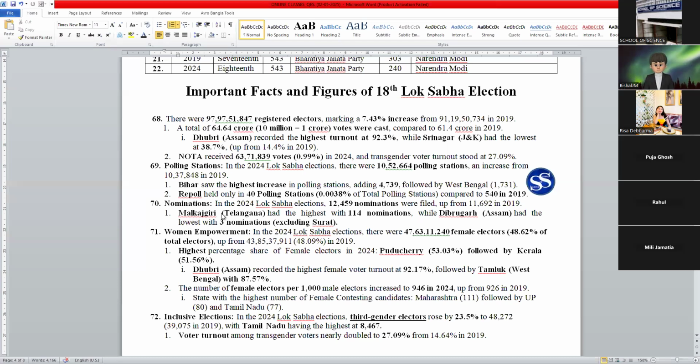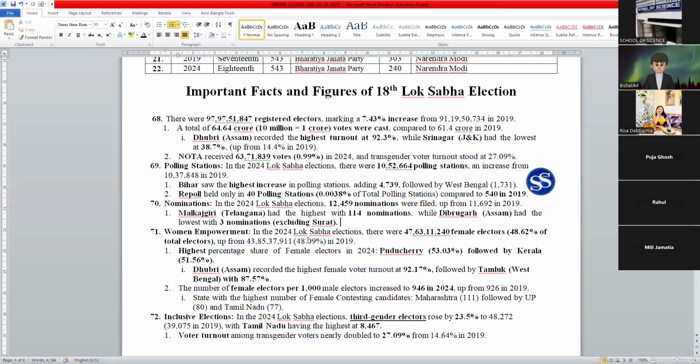The nominations. In 2024 Lok Sabha elections, 12,459 nominations were filed, up from 11,692 in 2019. Then Malkajgiri in Telangana had the highest with 114 nominations, while Dibrugarh, Assam had the lowest with 3 nominations, excluding Surat.